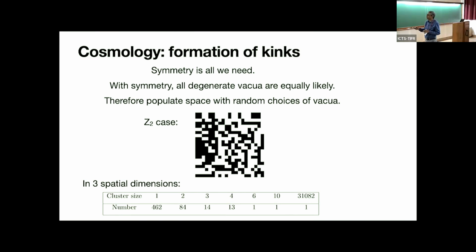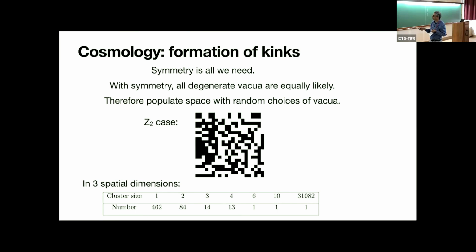For example, in the Z2 case, you can have two vacua. One is black and the other is white. And so you throw black and white randomly on a lattice, and the picture looks something like this. Okay. Then you say, I see clusters of black. So like 1, 2, 3, 4, this is a cluster. This is a cluster of 1. And then there is this huge cluster. So let me count how many clusters there are of a given size. Of size 1, it turns out to be 462, size 2, 84, size 3, 14, and so on.